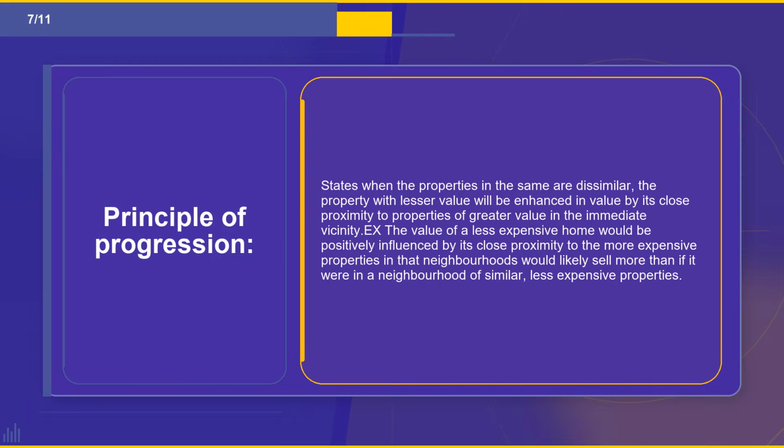Flashcard 7. Term: principle of progression. Definition: states when properties in the same area are dissimilar, the property with lesser value will be enhanced in value by its close proximity to properties of greater value in the immediate vicinity. Example: The value of a less expensive home would be positively influenced by its close proximity to the more expensive properties in that neighborhood. It would likely sell for more than if it were in a neighborhood of similar, less expensive properties.